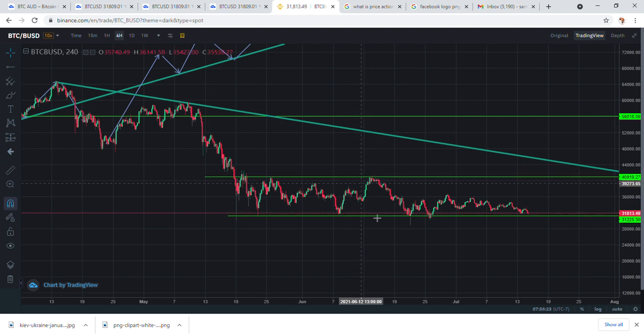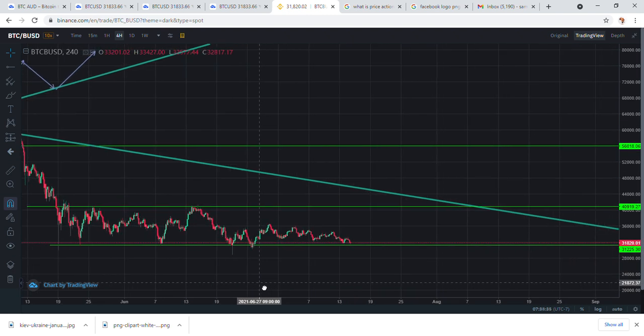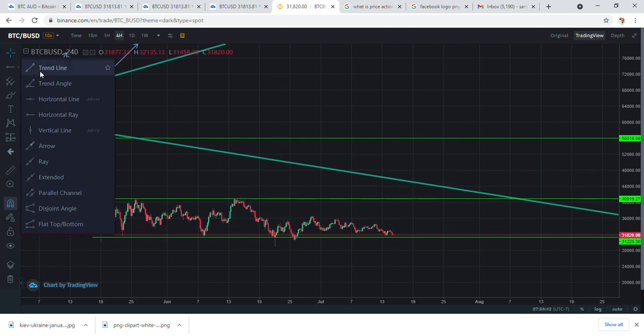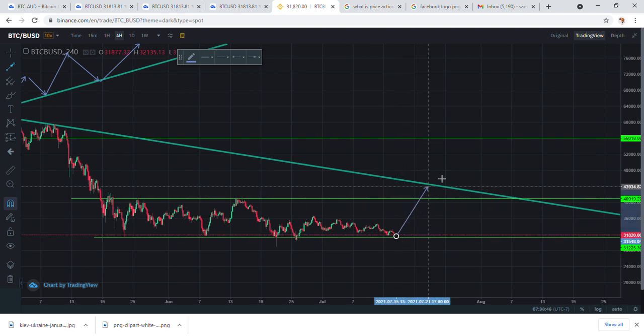This is a ranging market. You buy here, you sell here, you buy here, you sell here, you buy here, you sell here, until the market keeps bouncing like that till it breaks off. And when the market breaks off, let me show you something. Let's say this market breaks out from this zone. Let me draw my arrow. Let's say this market went up, broke out.